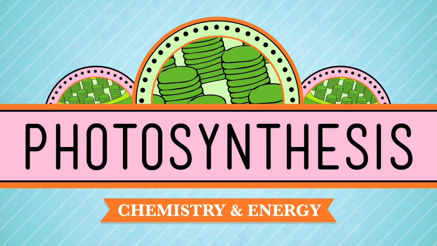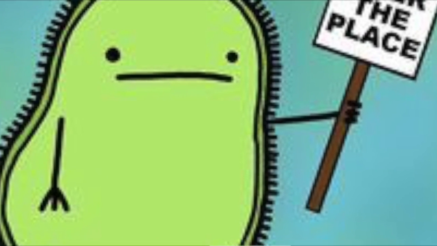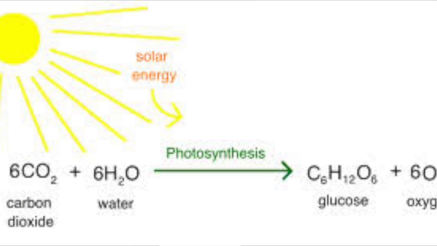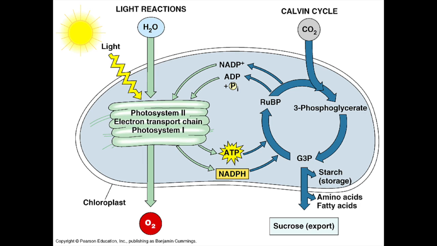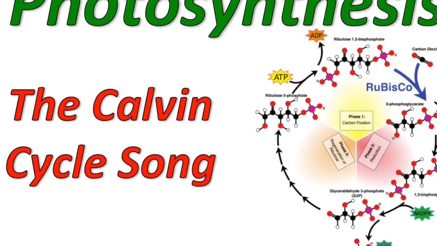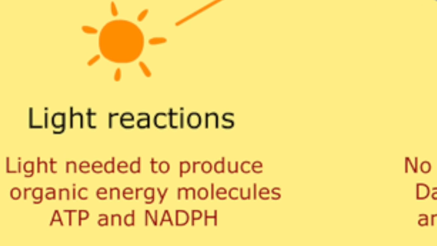Enjoy. Photosynthesis is the process by which plants, some bacteria, and some protists use the energy from sunlight to produce glucose from carbon dioxide and water. Photosynthesis is also made up of two major cycles: light-dependent reactions and the Calvin cycle. Light-dependent reactions consist of 5 major steps.